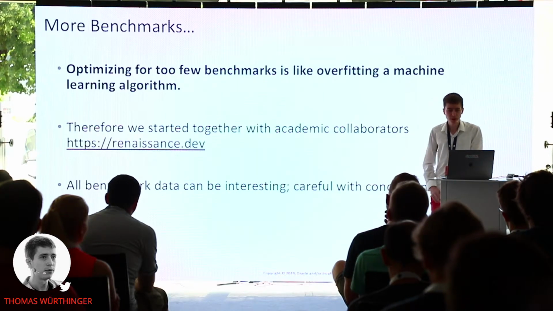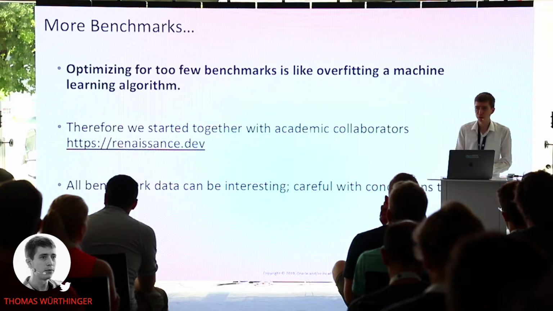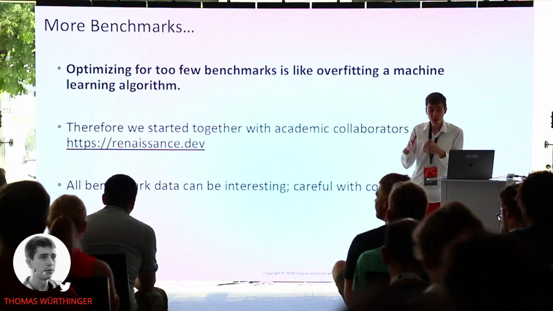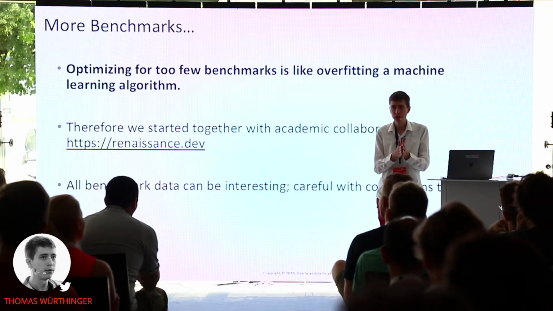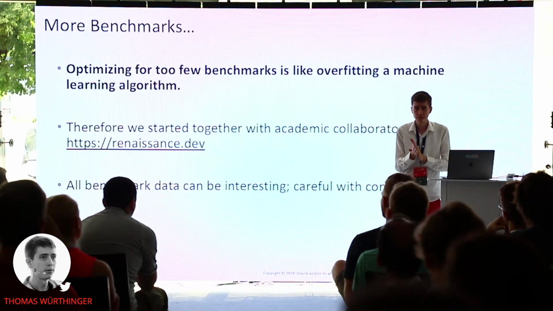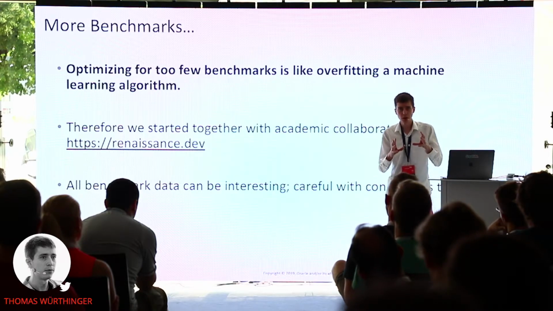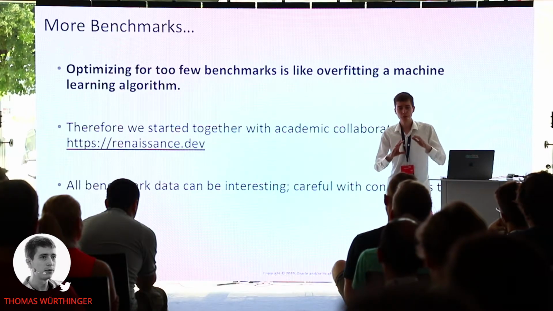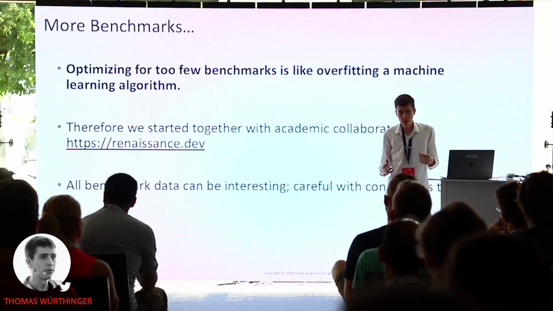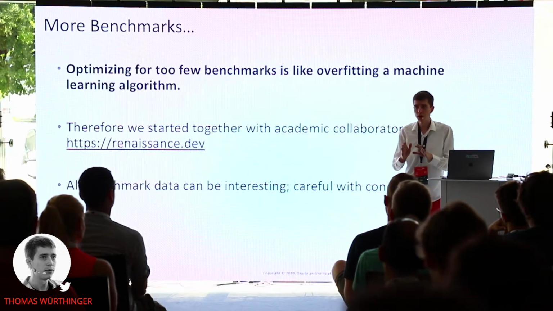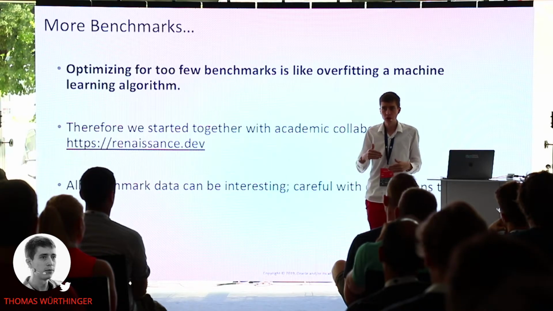Talking about benchmarks, well, we need more benchmarks. Always more benchmarks is better. Because optimizing for few benchmarks is like overfitting a machine learning algorithm. If we as compiler constructors optimize for too few benchmarks, the compiler has a lot of heuristics that try to do approximations on whether to apply an optimization or not.